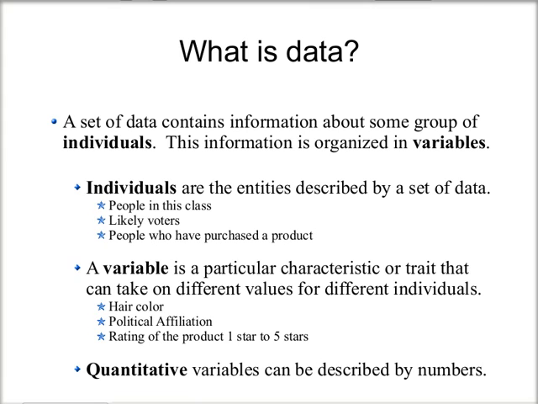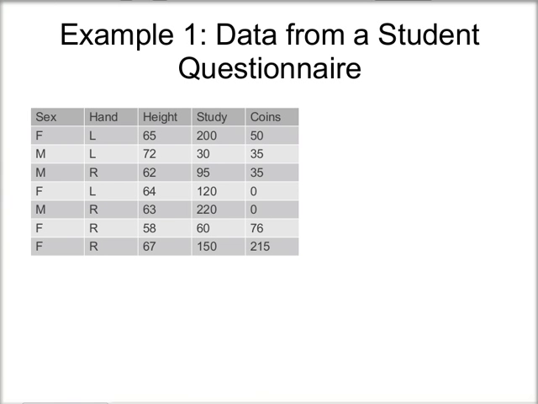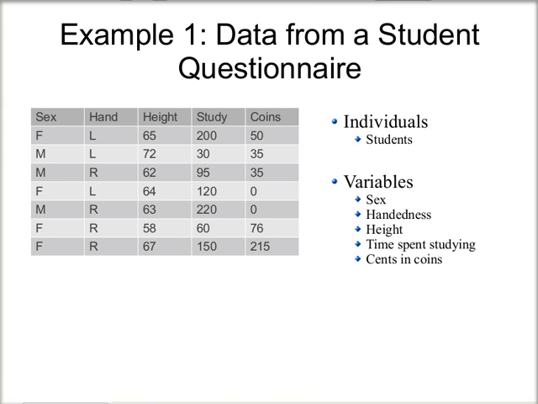So let's look at another example. So this chart shows data from a student questionnaire. And first, what are the individuals in this chart? Well, the individuals are the students. So the chart shows information about students. What about variables? Well, there's several variables here, and each variable corresponds to a column in the chart. So the first variable asked if the student was male or female, and that corresponds to the first column in the chart labeled sex. The second variable is handedness.